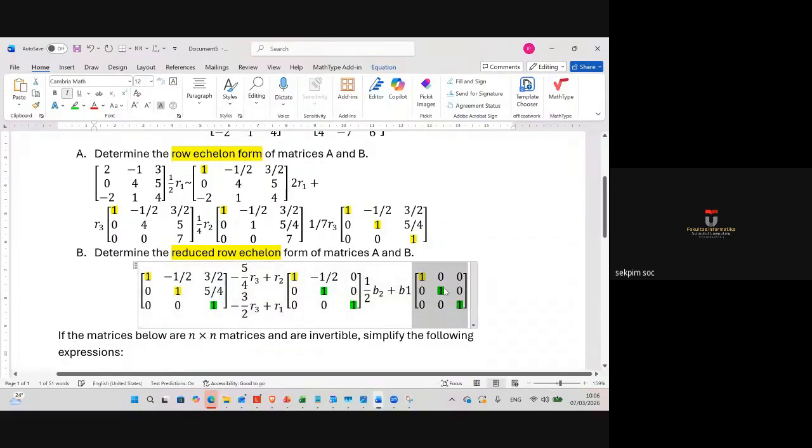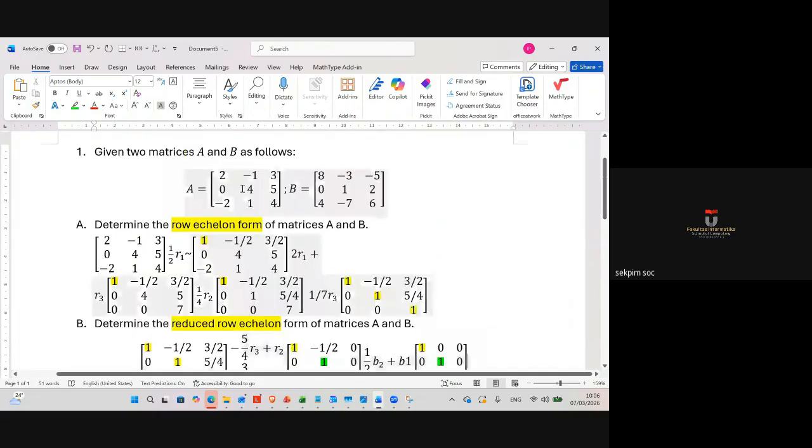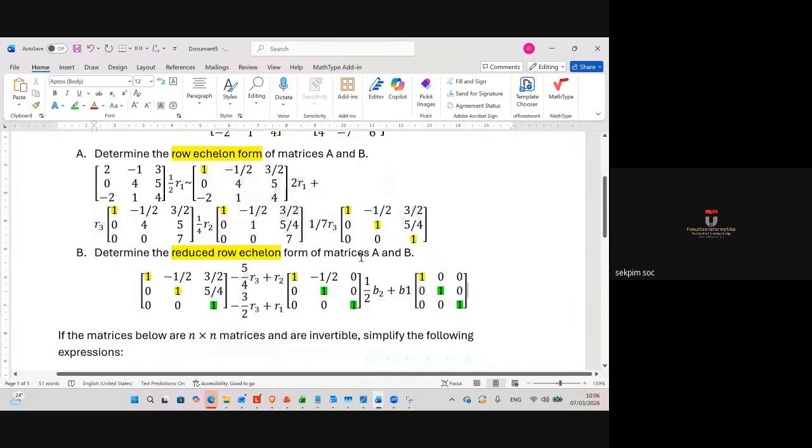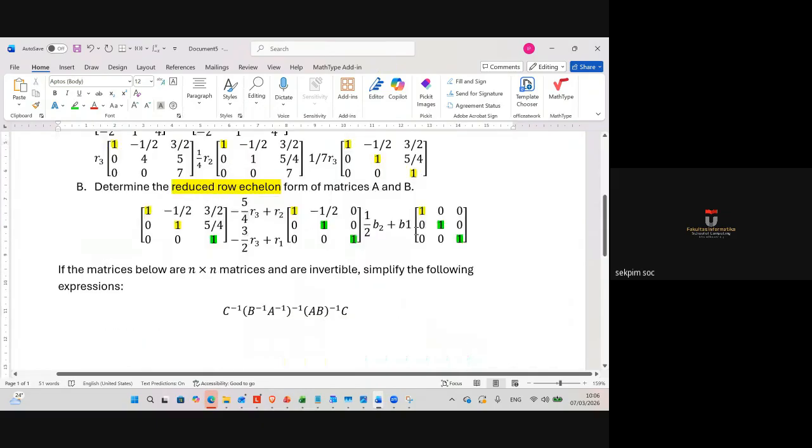If we observe the latest result we have here, it's just the identity matrix, or it's called reduced row echelon form, right? So this is the reduced row echelon form of the given matrix A. Please do it for matrix B. Okay.